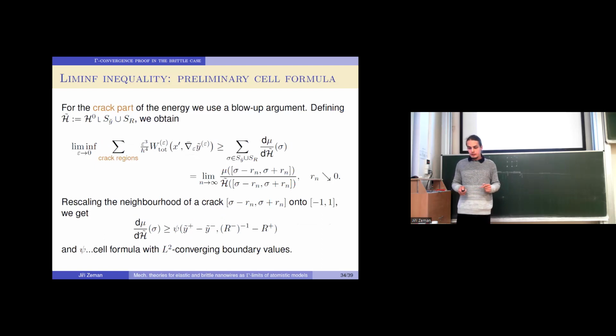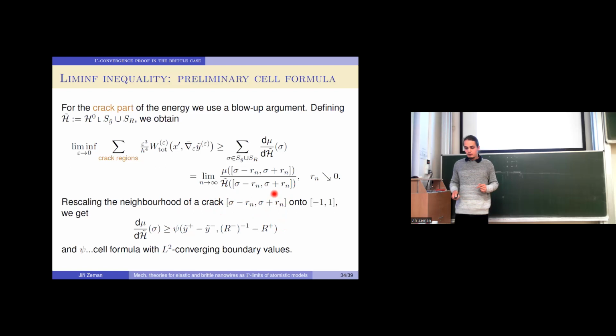In the crack part, we can define some auxiliary measure that is simply the trace of the counting measure onto the discontinuity set. And then we have a lower bound by the Radon-Nikodym derivative of mu that we got from compactness with respect to this crack measure, and then with a sequence of radii that converge to zero, which give neighborhoods of the crack point, we finally arrive at some preliminary cell formula.